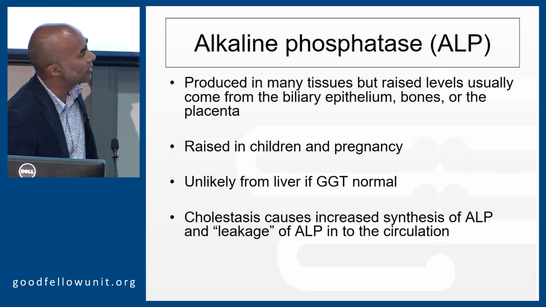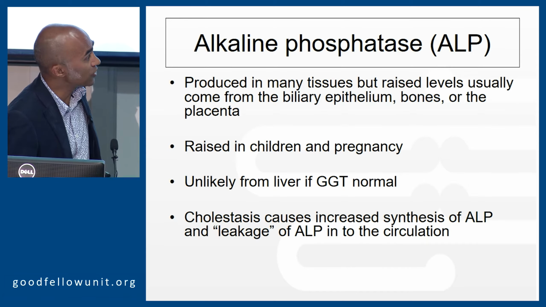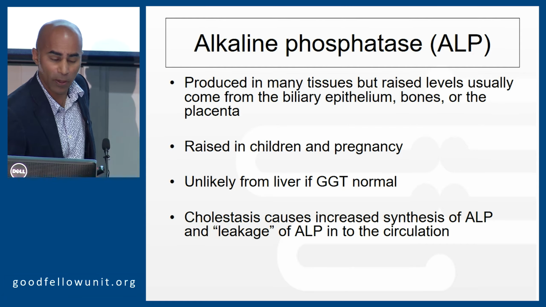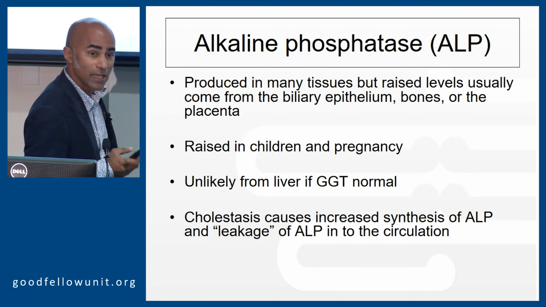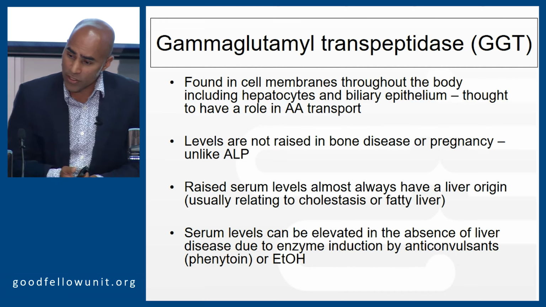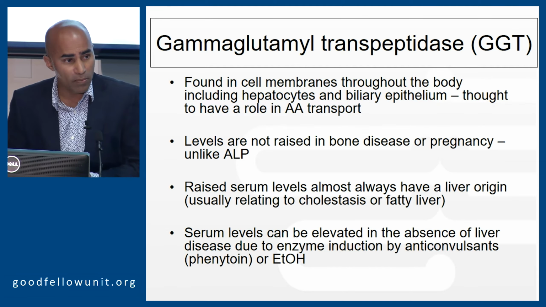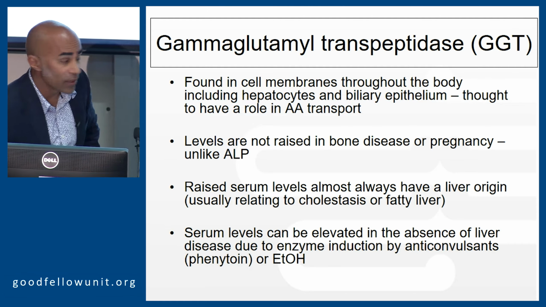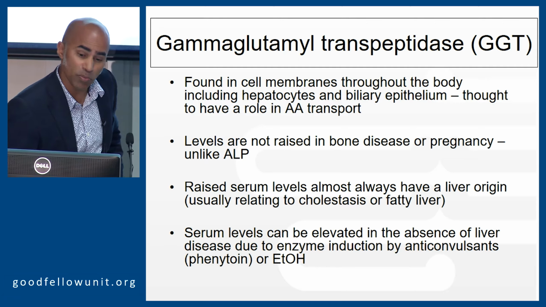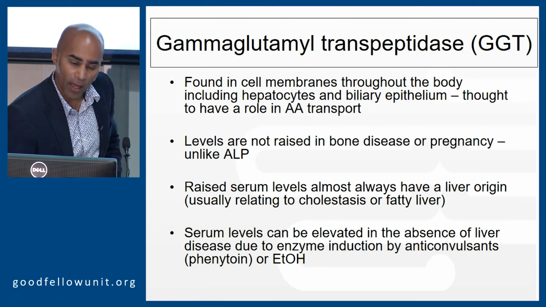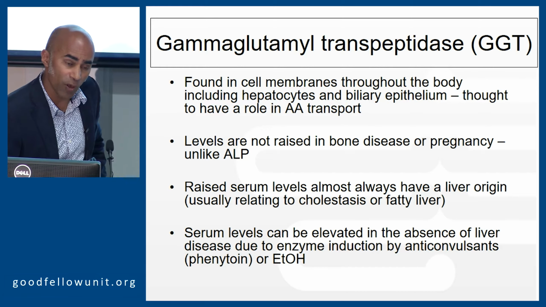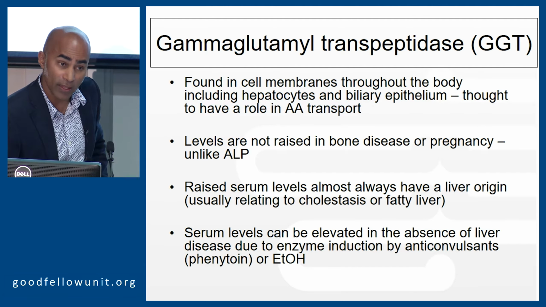Really, if the ALP is abnormal, and the GGT is completely normal, with not much history, I think it's pretty unlikely to be coming from the liver. Cholestasis really causes a leakage of the ALP into the systemic circulation where it's picked up. The GGT is found throughout the body, but is found in liver cells as well. It's not elevated in pregnancy, not elevated in bone disease, so it's a bit more useful, I think.